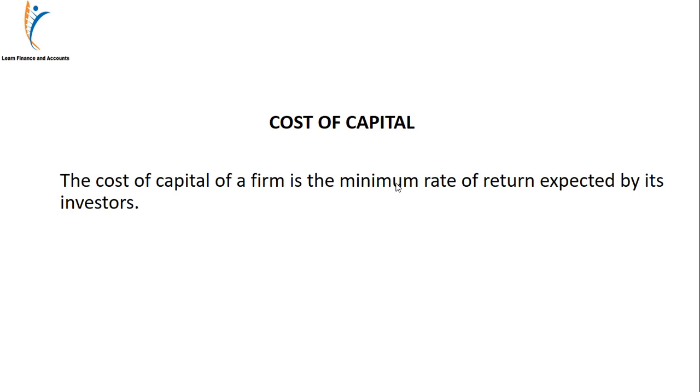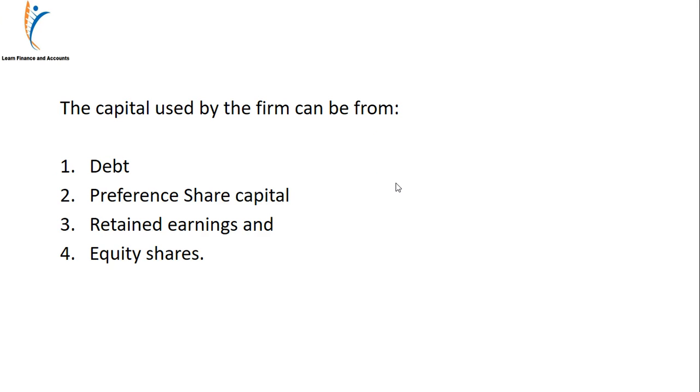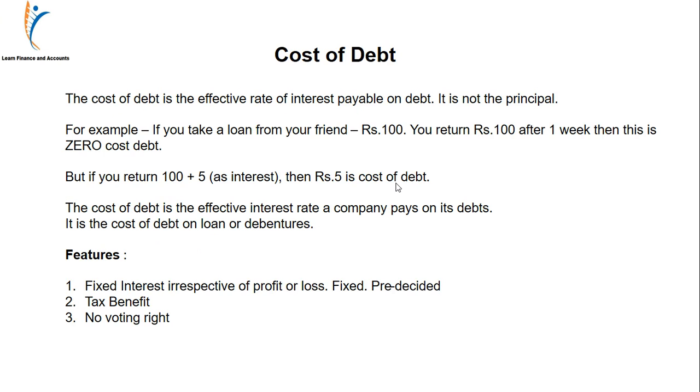The cost of capital of a firm is the minimum rate of return which is expected by its investors. These investors can be shareholders, or persons or non-individuals who have granted a loan to this company. The cost of capital used by the firm can be from four sources: debt, preference shares, retained earnings, and equity shares. In this video, we are going to discuss the cost of debt.